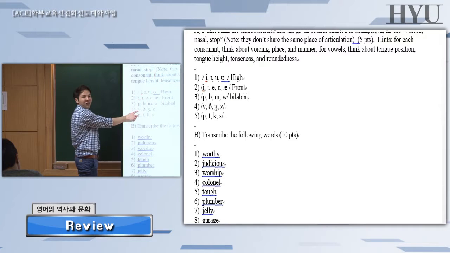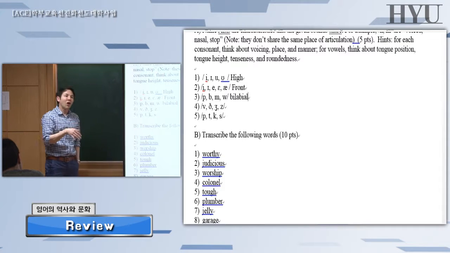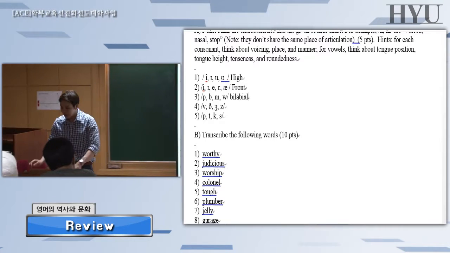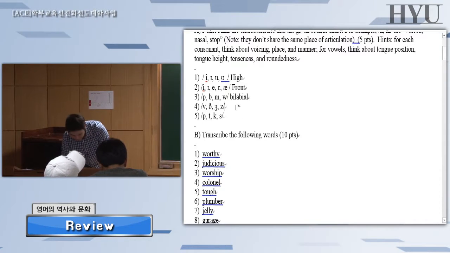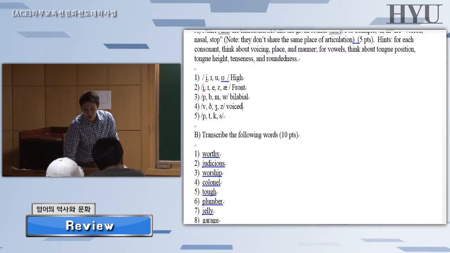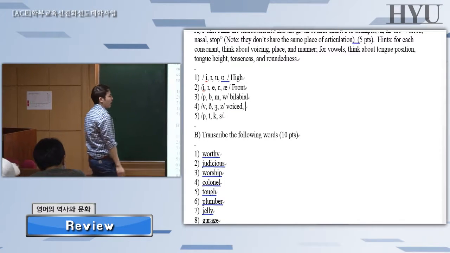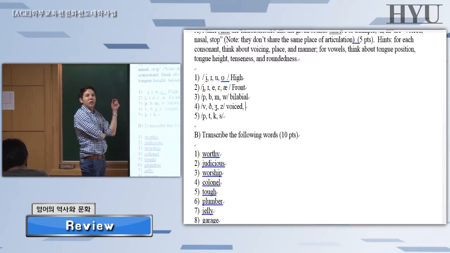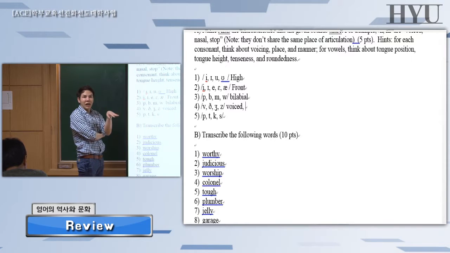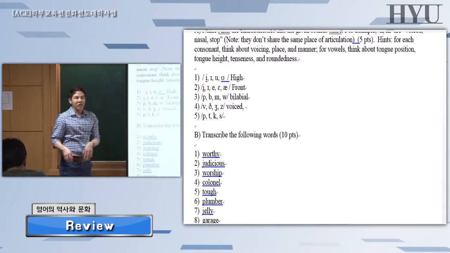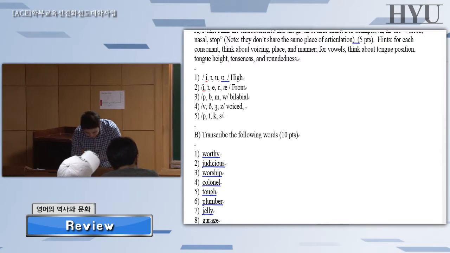Number 4, V, V, Z, Z. They are all voiced sounds, right? So we put down the word voiced. And when you produce these sounds, there's friction in the air, right? V, V, Z, like that. So they are all fricative sounds.